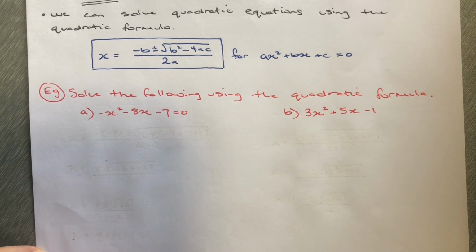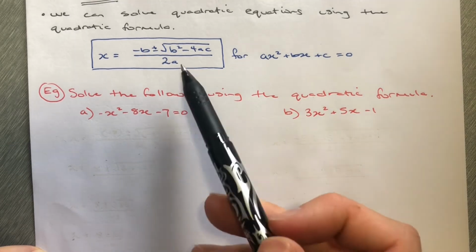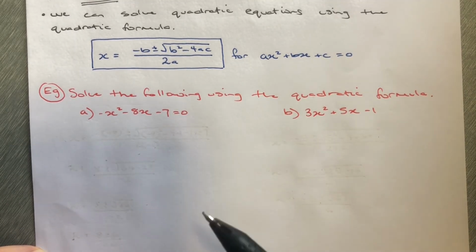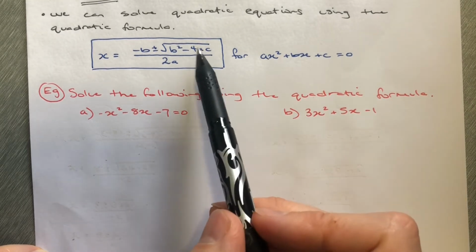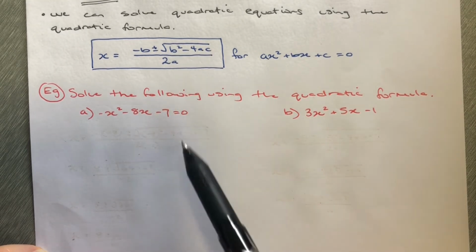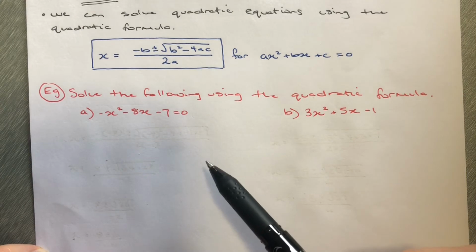But a good way to remember it is every time you use it to write it down beforehand. That's what I used to do, so now I can remember this off the top of my head. But for now we've got it written down anyway, just to help you out. So all we need to do is find out what our A values are, our B values are, and our C values are, and substitute them straight into that formula.